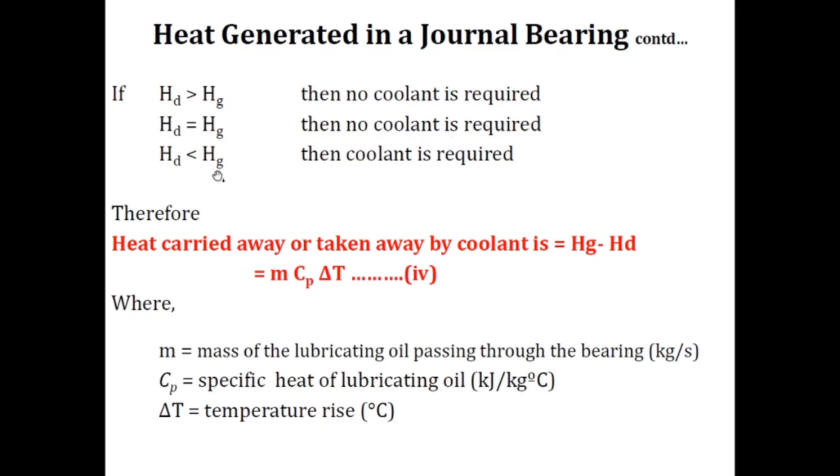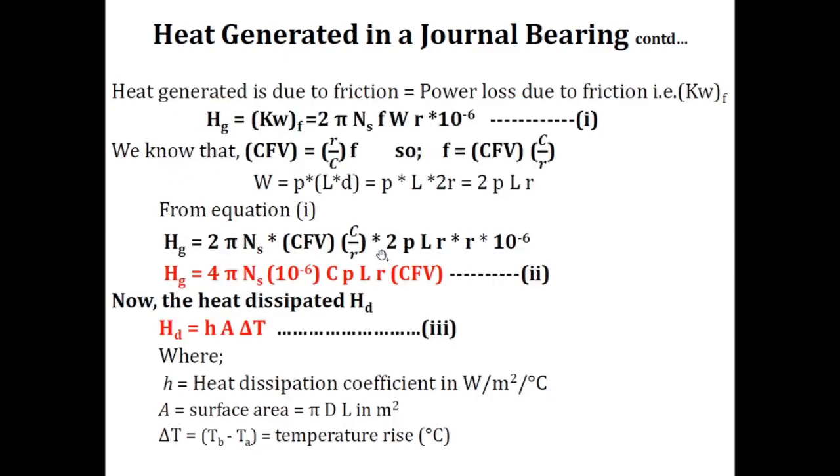And if the heat dissipated is less than the heat generation, then what would happen? Continuously heat generation is taking place. The temperature of the lubricant will continuously increase, and it creates some problems to the bearing, and at that time you require the coolant. So how will you increase this value of Hd, that is, the heat dissipated?